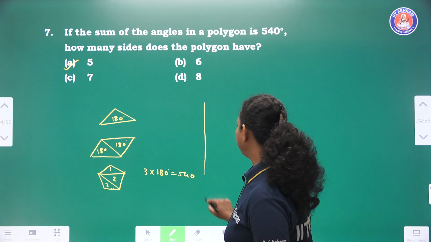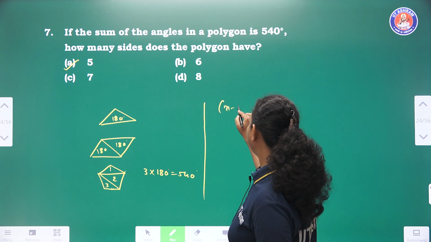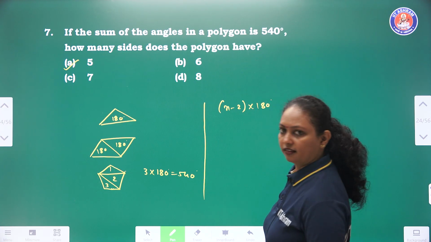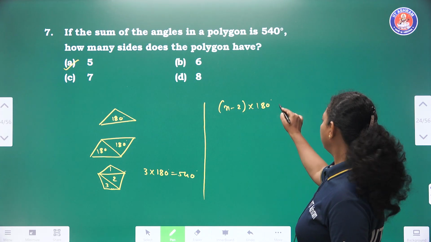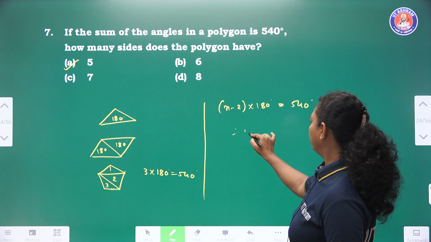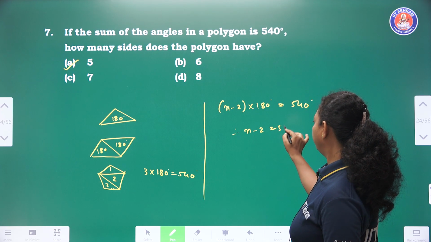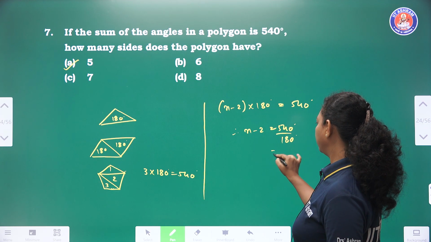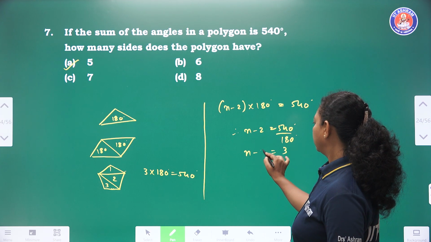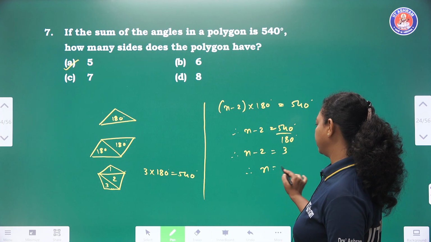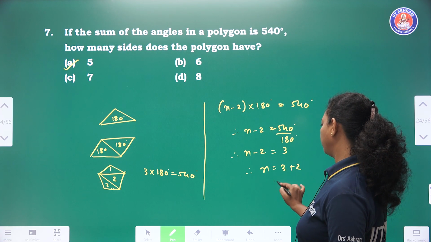Next, we know the formula n minus 2 into 180 degrees, right? Which is equal to what? 540. So n minus 2 is equal to 540 divided by 180. So that is equal to what? 3. So n minus 2 is equal to 3. So the number of sides is 3 plus 2, which is equal to 5.